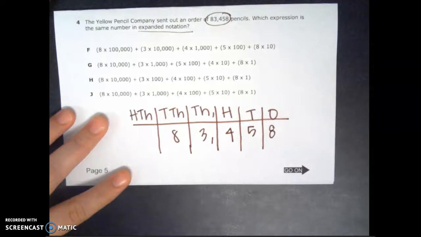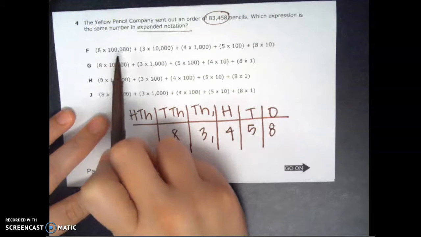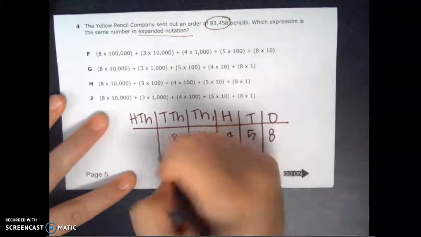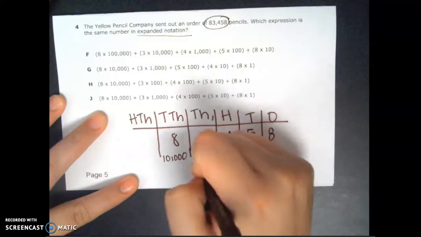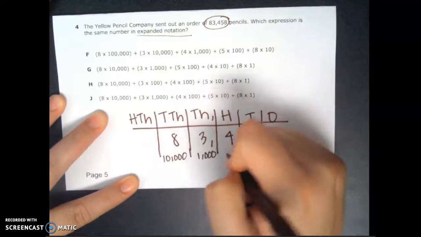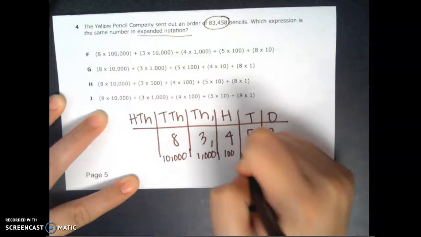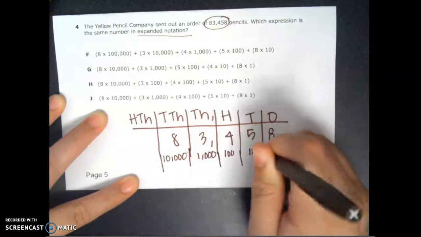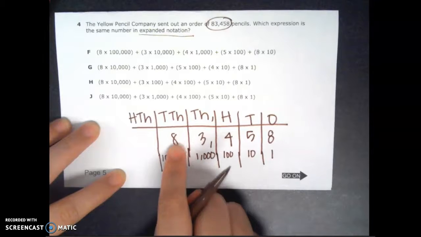So now I want expanded notation. And remember, that's taking the digit times the value. So what is the value of this 8? It's in the 10,000. So 10,000 looks like that. This is the value of the thousands. This is the hundreds. This is the tens. This is the ones. So you're going to multiply the digit in that place value times the value of that place value. So this first one would be 8 times 10,000.